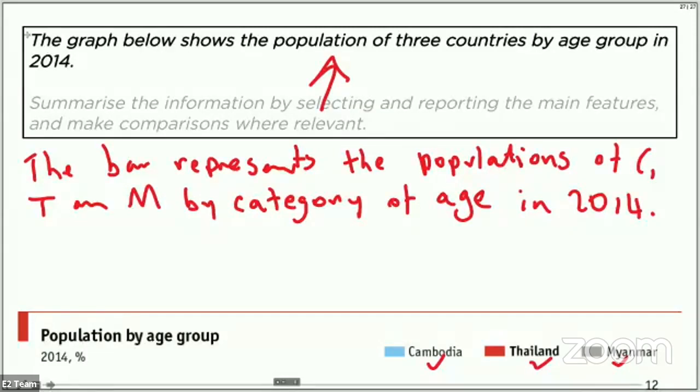So this says the graph below shows the population of 3 countries by age group. The bar graph represents the populations of Cambodia, Thailand, and Myanmar by category of age in 2014. Okay. Now you can see that I struggled with this. I started one way. I had to stop. I had to think, no. I was trying to force a certain sentence and I had to stop and say, no, that's not it.